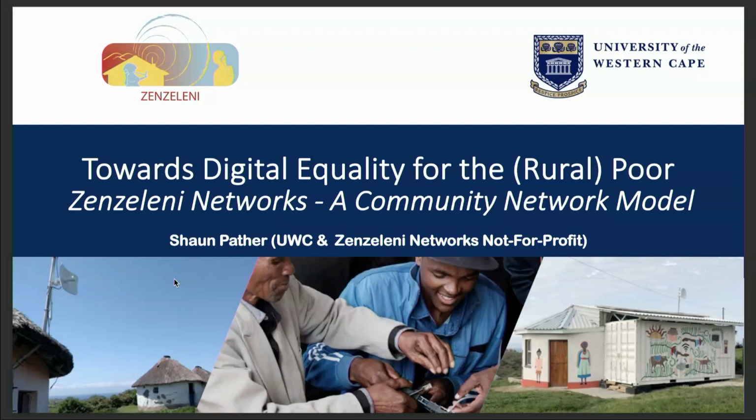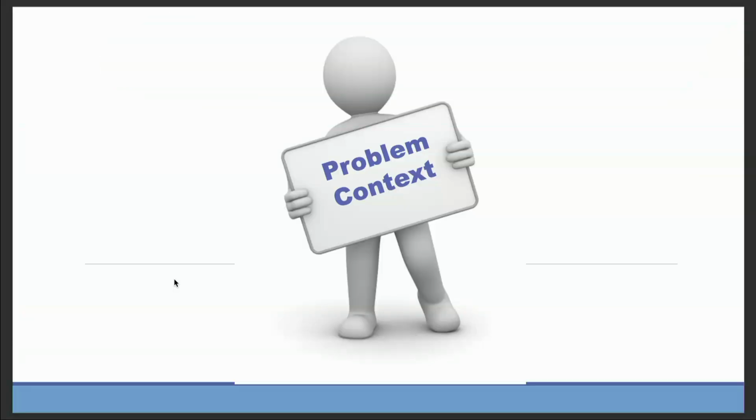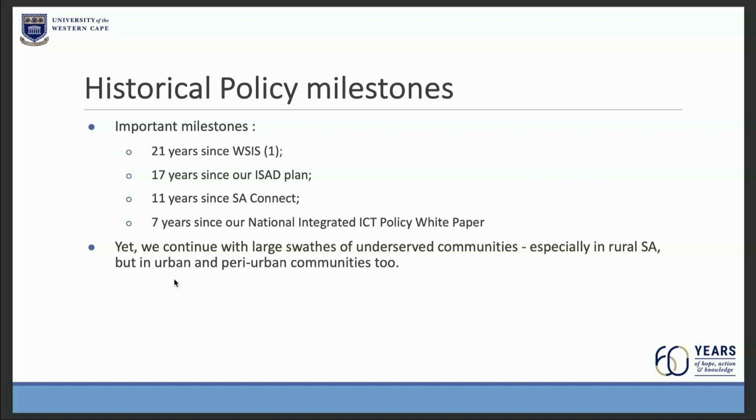And very different from the presentation we heard just now, because the problem of community networks in a typical rural area is very, very different. And we can't even talk about per hectare cost, etc. And it's quite different. And just to remind ourselves the problem context in South Africa, we have some historical policy milestones.